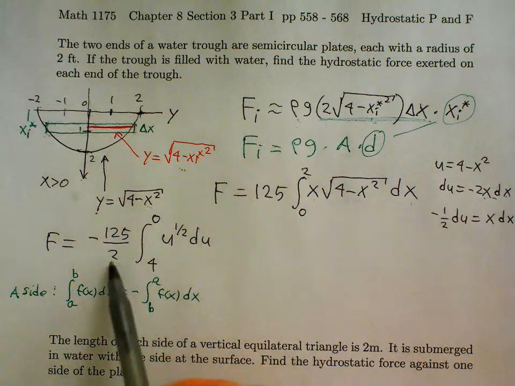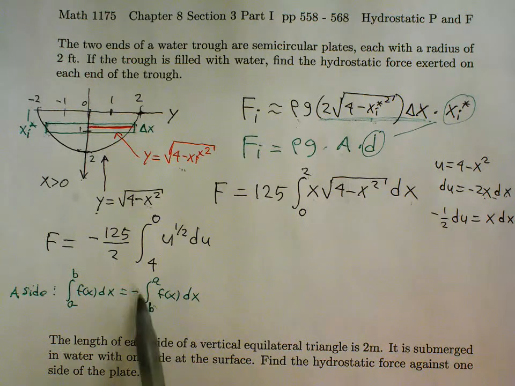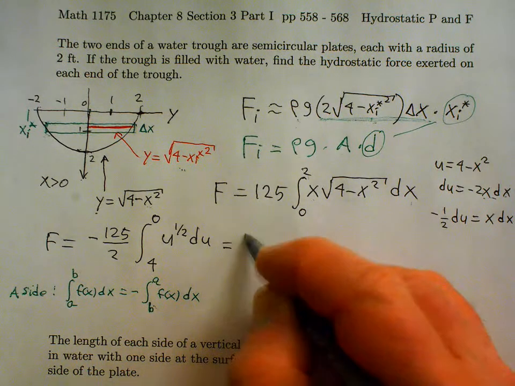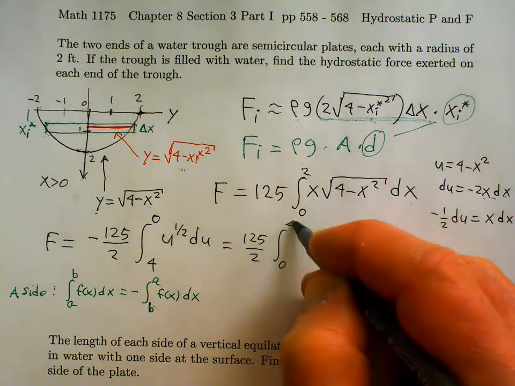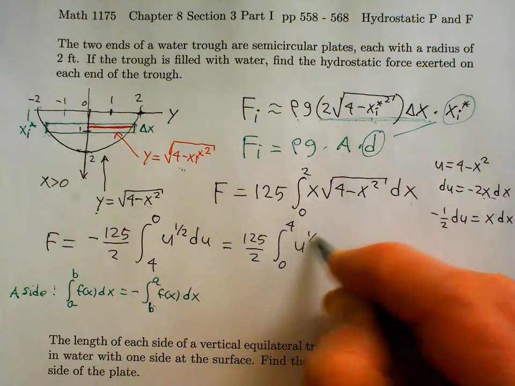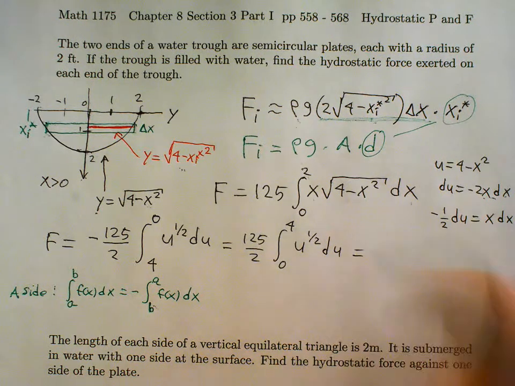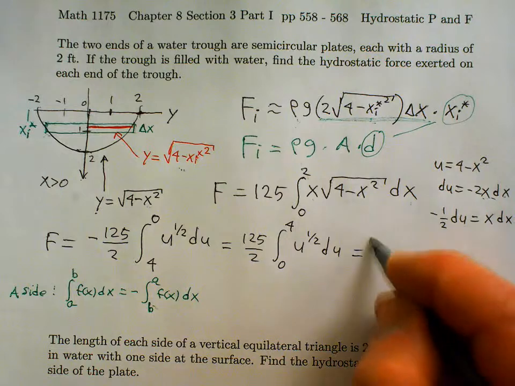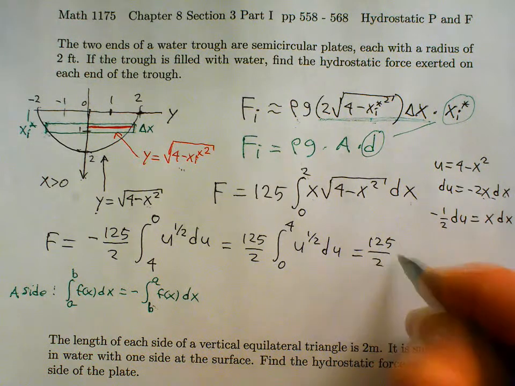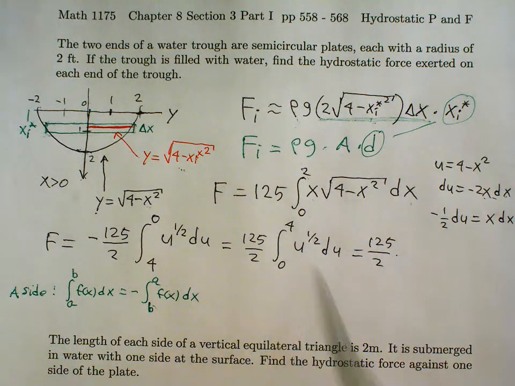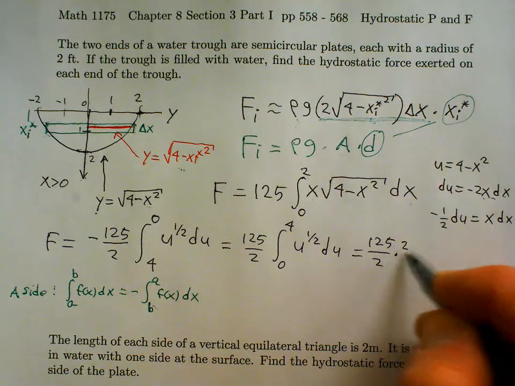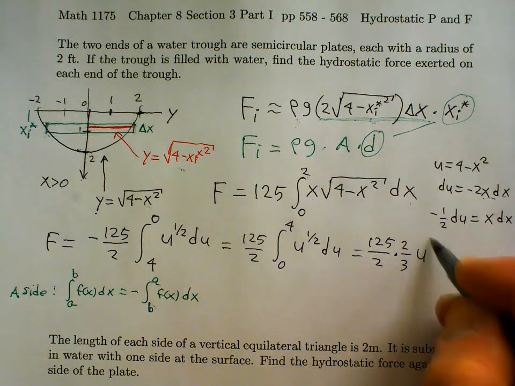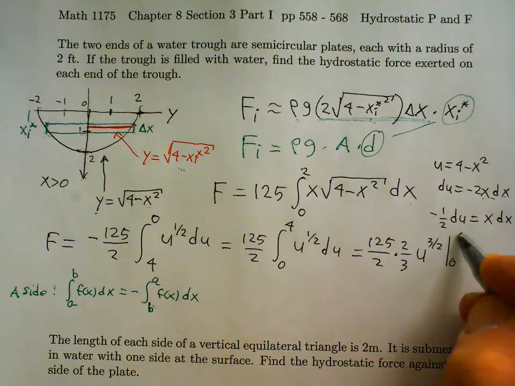So we're going to get the negative of negative 125 over 2, so positive 125 over 2, and then the integral from 0 to 4 of u to the 1/2 du. And then 125 over 2, an antiderivative of u to the 1/2, u to the 3/2 divided by 3/2. Dividing by 3/2 is equivalent to multiplying by 2/3. u to the 3/2 from 0 to 4.